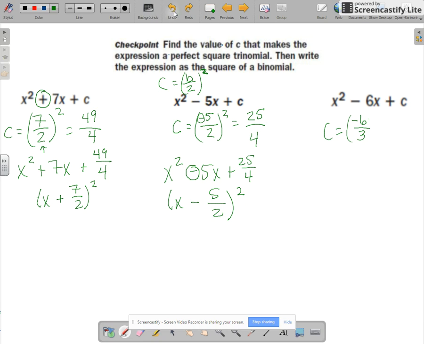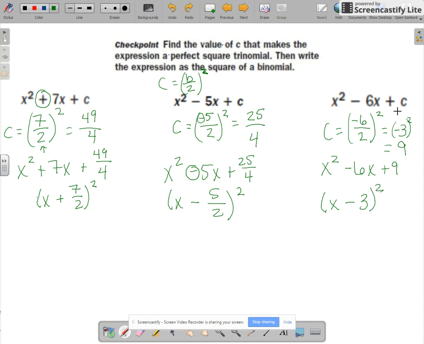Rewind. See, everyone makes mistakes. So -6 divided by 2, quantity squared, is equal to -3. We square -3, and that's again a positive 9. So we write our expanded expression of x squared minus 6x plus 9. We factor this, and we get x minus 3, quantity squared.